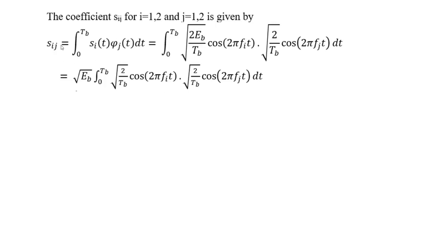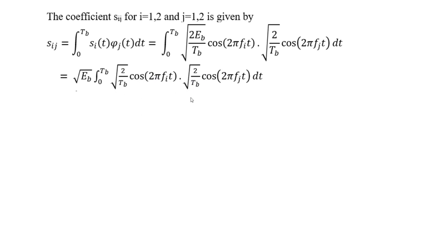Multiply the Sij, then we will find S11 and S21, the components of S1 of t and S2 of t. Just substitute the value of Si of t, which is root 2 by Tb cos 2 pi fi t, and the value of phi j of t, which is root 2 by Tb cos 2 pi fj t. Just multiply it, so root Tb is outside and the remaining portion is root 2 by Tb, which is also a constant. But for our solving we can also take it outside, that is, root 2 by Tb will be outside, so we can also write that.